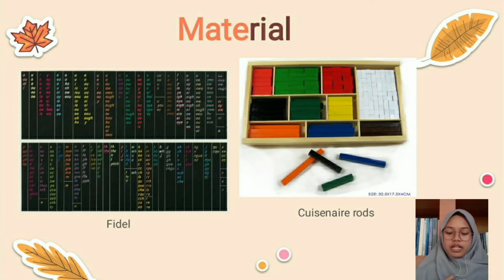The next material of the Silent Way method is the Fidel. The Fidel is a set of charts presenting all the possible spellings of each sound of the language, using the same color code as the sound color rectangle chart and word chart. And the last material of the Silent Way method is the Cuisenaire rods. The rods are wooden and come in 10 different lengths, but identical cross sections, and each length has its own assigned color.